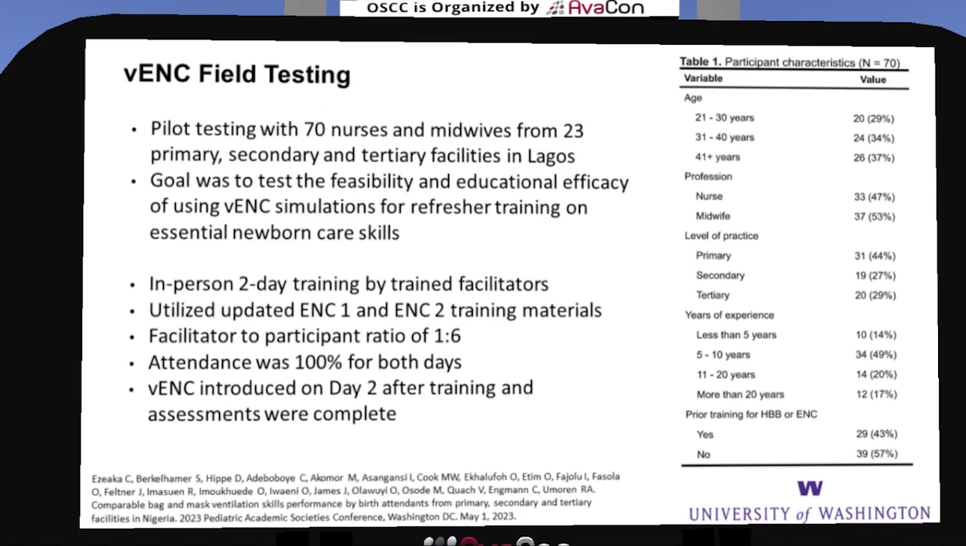So we started out with an in-person course to train them, so to develop a baseline, because the intention of using these simulations was for retention of skills. So we wanted to be sure everybody came in with the same basic knowledge. And we introduced virtual ENC to them after the initial training and after they had done all their baseline assessments.